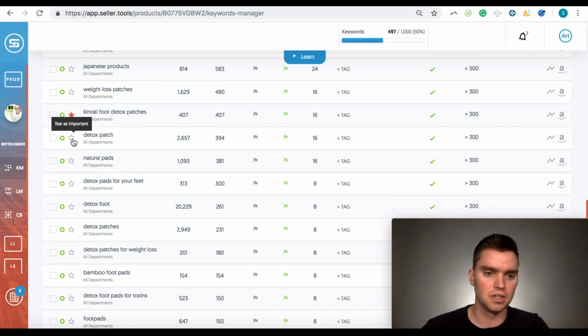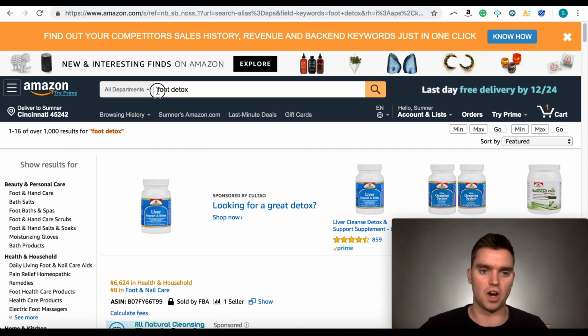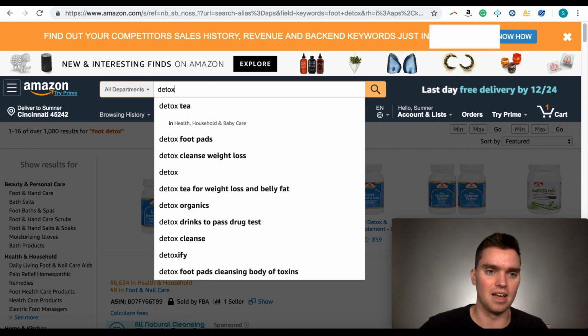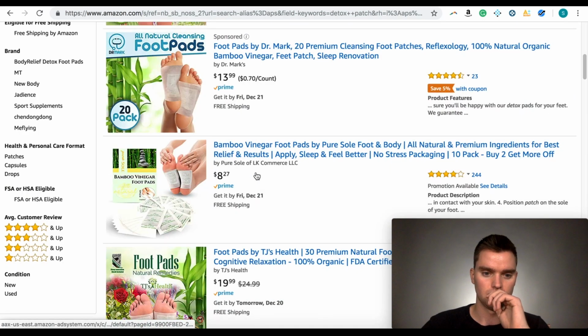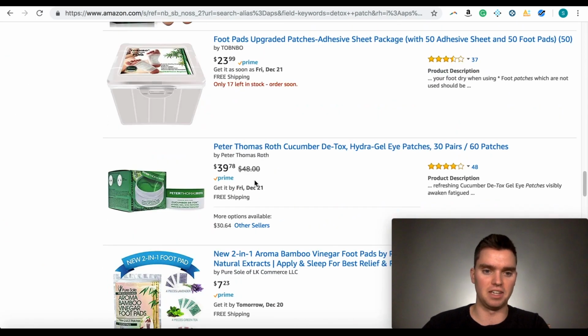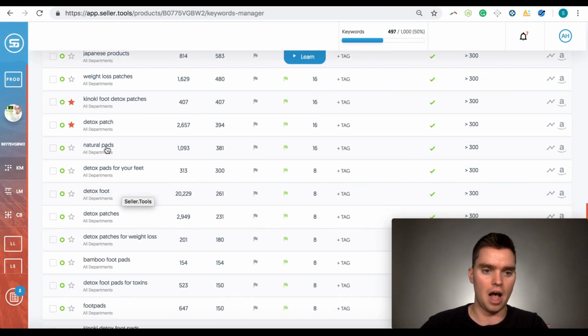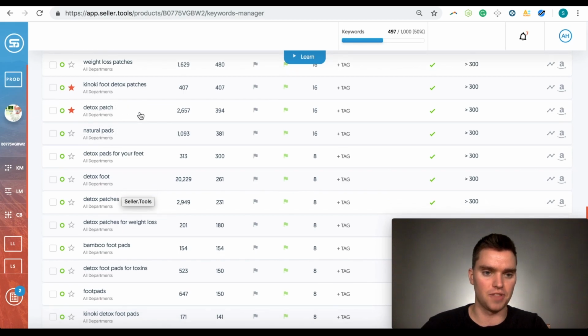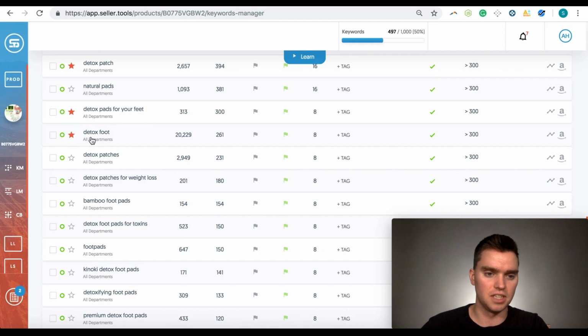Detox patch. Let's say we search it. Let's look at detox patch, right? And hopefully this is helpful, just walking you through my thought process. Yep, so detox patch, definitely. These are almost all detox foot pads, so we definitely want to make sure we rank for that, and potentially do giveaways for that. Natural pad, detox pads for your feet. Okay, let's star these as well.